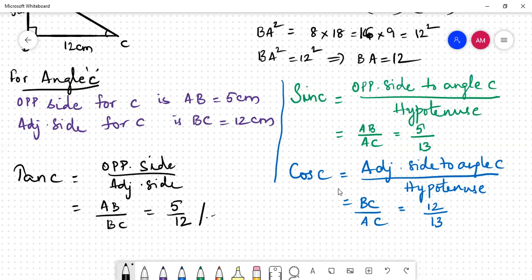And there are no units for sin, cos, tan. What's the reason? Since they are ratios, isn't it? Opposite side is equal to 5 centimeters. Adjacent side is equal to 12 centimeters. But for sin C, there is no unit. Is it clear, ma?